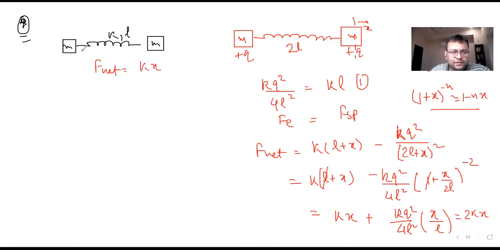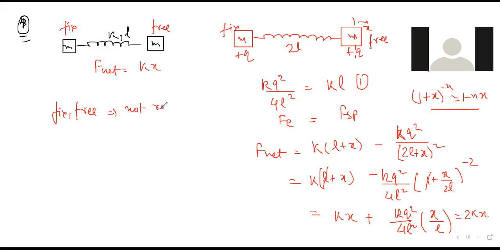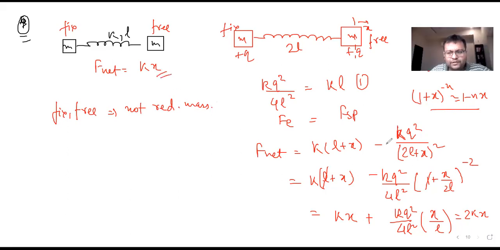You can be asked that both the blocks are free to move. You can be asked that one body is fixed and the other body is free to move. Then it will not remain a reduced mass system anymore. If we fix one and keep only one free, then it is not a reduced mass system. It will become m, instead of m by 2. And if both are free, then it will become a reduced mass.